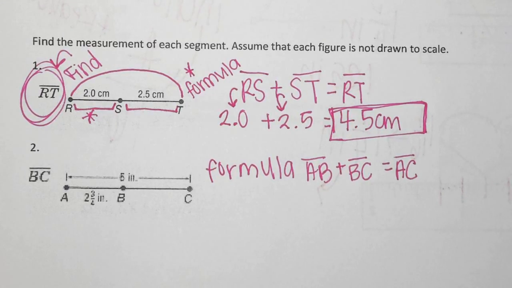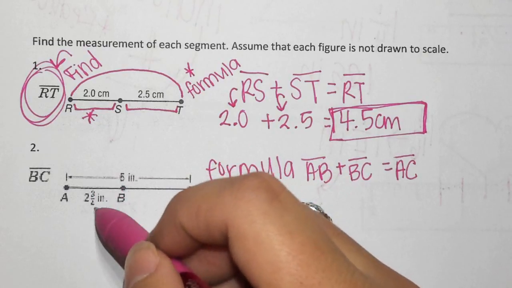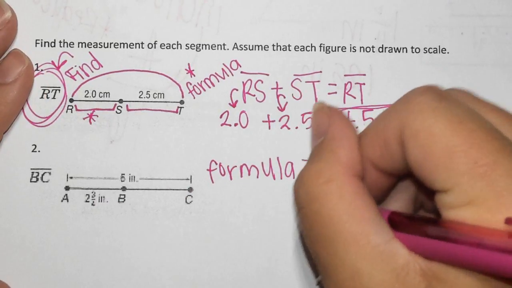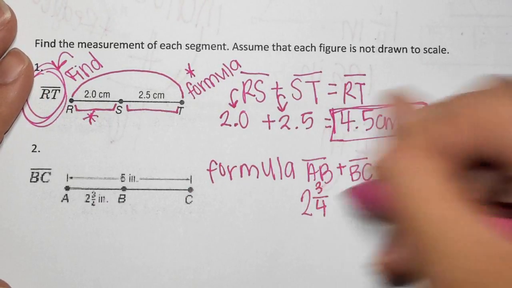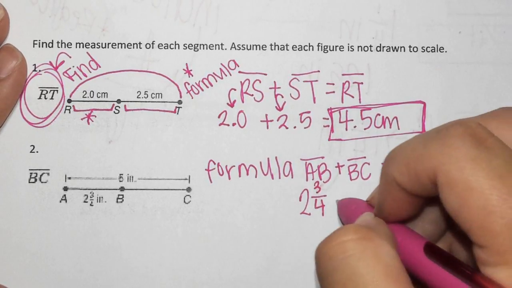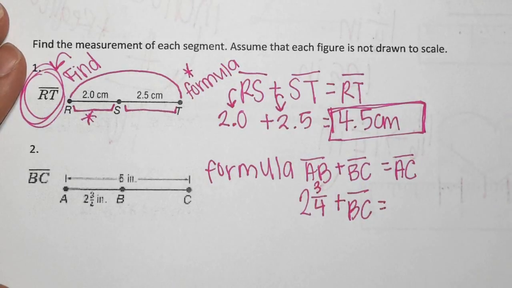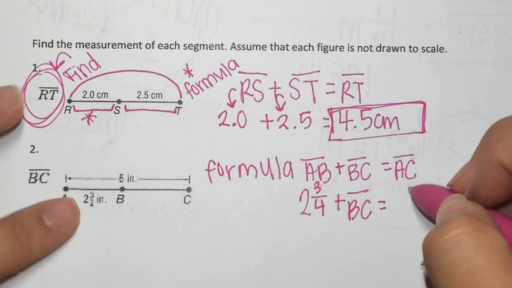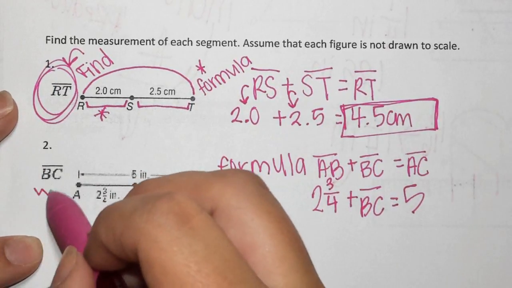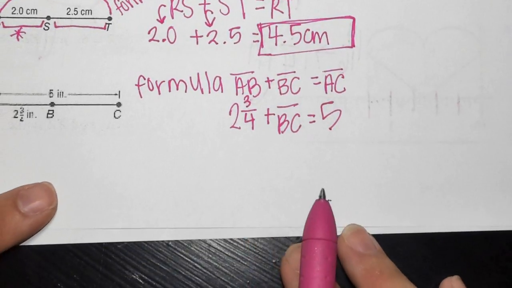Okay, now let's substitute it in. This, I know you can't tell very well, that's 2 3/4. So instead of writing AB, 2 3/4. Do I know BC? No, so just leave it the same. Just leave it as BC. And then I know AC, the whole thing, is 5. Well, what are we finding? BC.